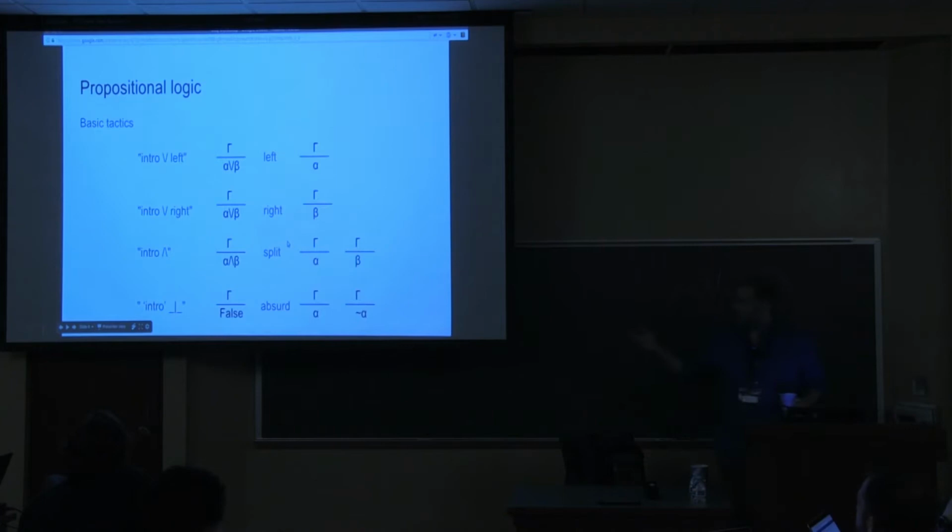If you have alpha and beta, you have to prove alpha and beta, and the tactic is called split. I call these introductions because it's still a kind of introduction, for bottom. If you want to prove false, basically you want to prove some alpha and the negation of that. And that's done with the tactic absurd.